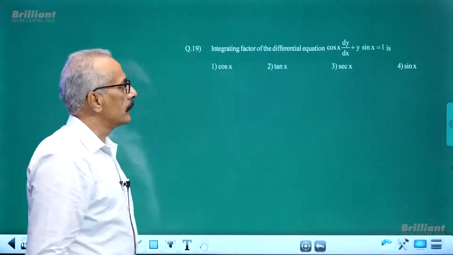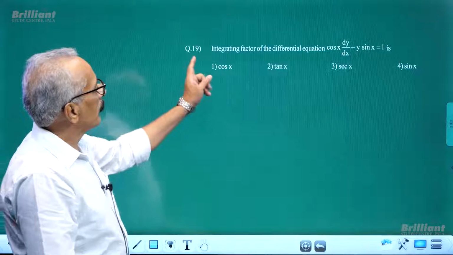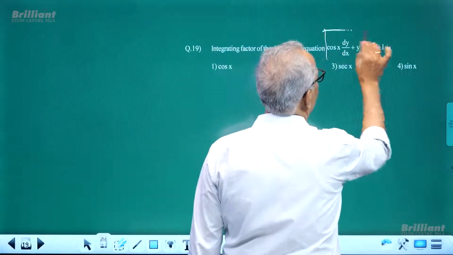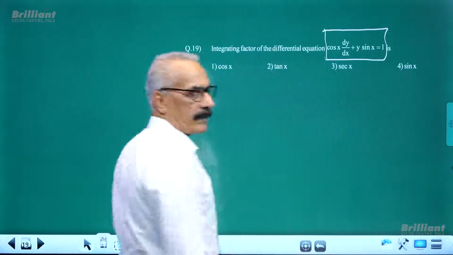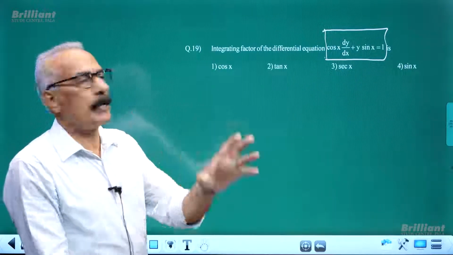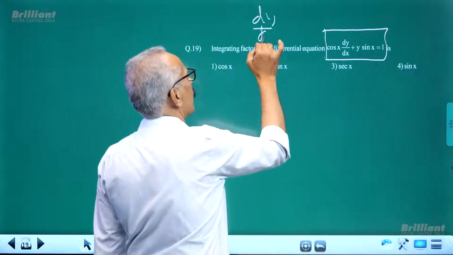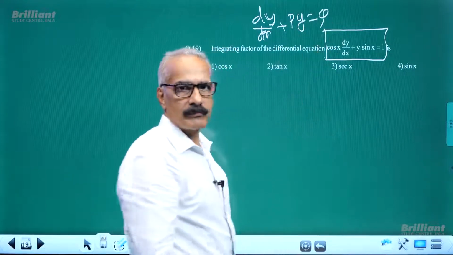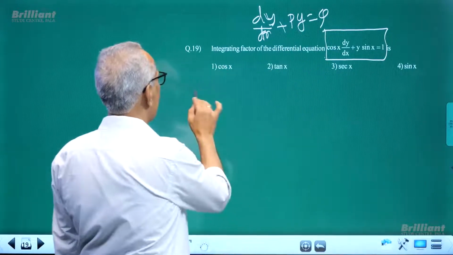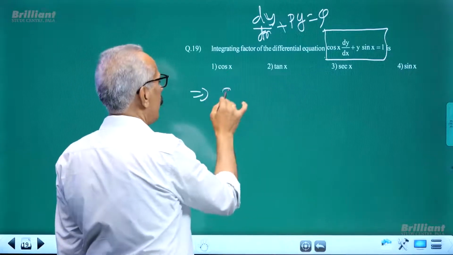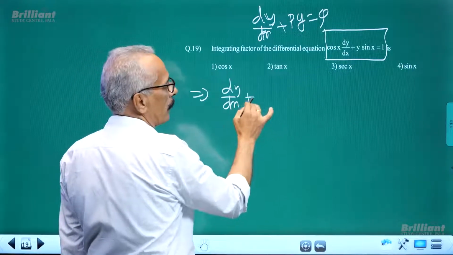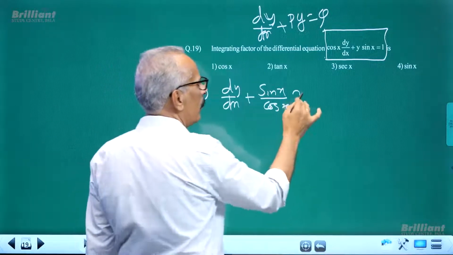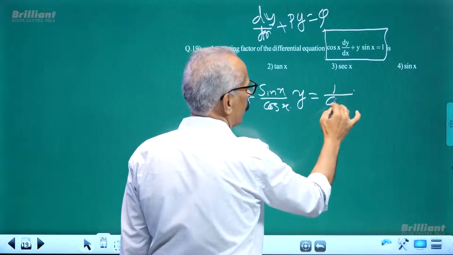Question number 19. The integrating factor of the differential equation, this is only again linear. It should be dy by dx plus py equal to q. Correct? So we rewrite, dividing by cos x: dy by dx plus sin x divided by cos x, I don't write tan x anyway, y equal to 1 divided by cos x.